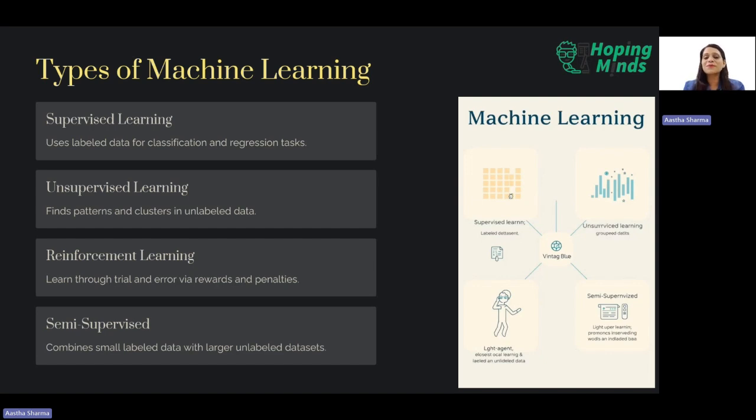Now let's talk about semi-supervised learning. Semi-supervised learning uses a small amount of labeled data and a large amount of unlabeled data to train the model.